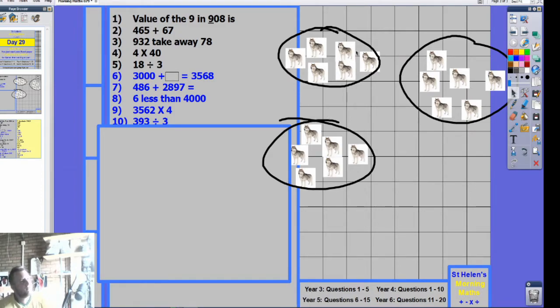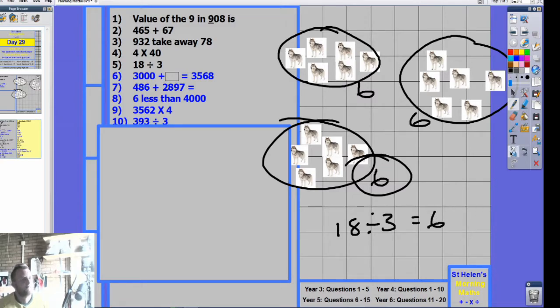So let's see how much is in each one. 1, 2, 3, 4, 5, 6. Can you see that in each one there are 6 wolves? So that means that 18 divided by 3 equals 6.